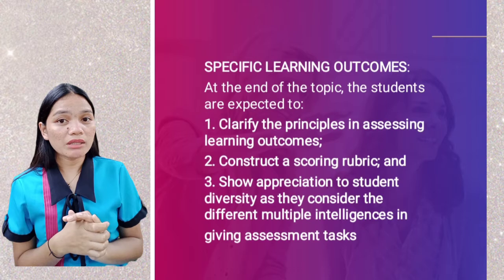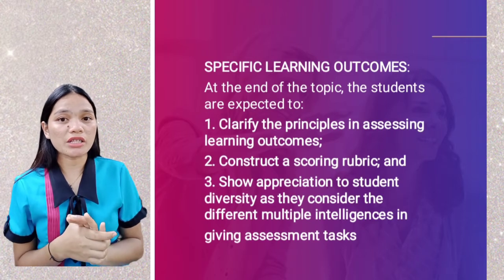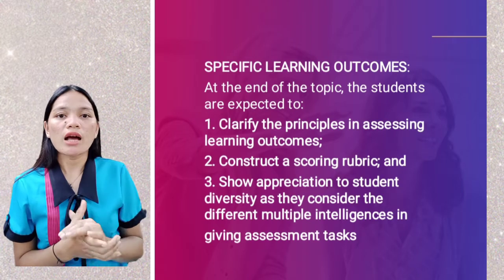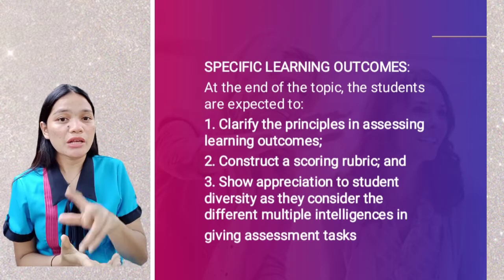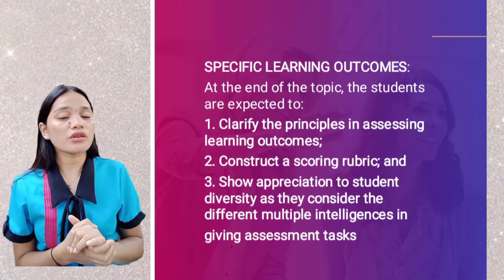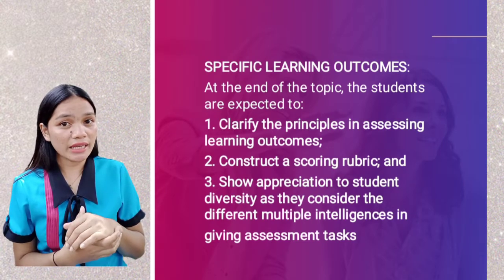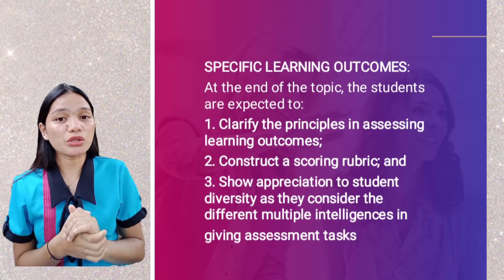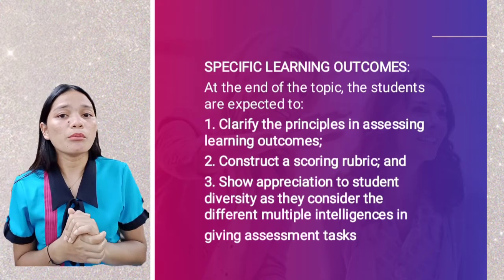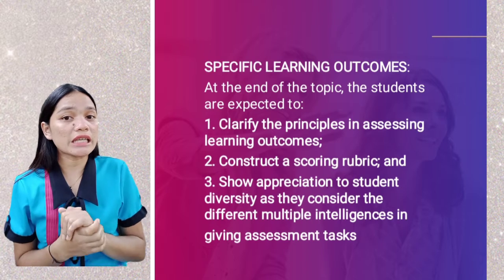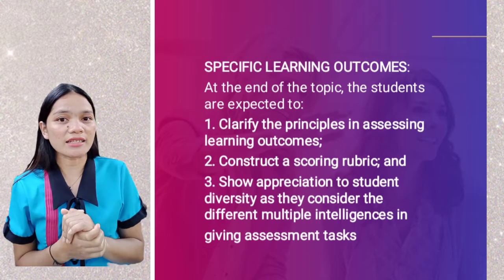At the end of the topic, the students are expected to, first, clarify the principles in assessing learning outcomes. Second, construct a scoring rubric. And lastly, show appreciation to student diversity as they consider the different multiple intelligences in giving assessment tasks.